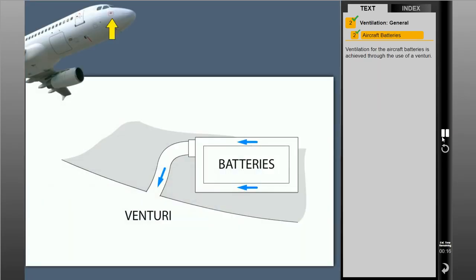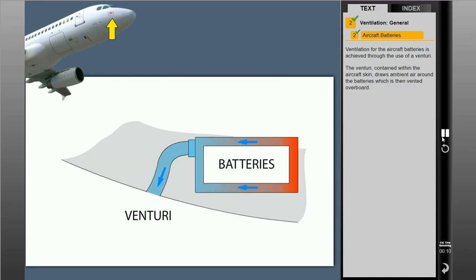Ventilation for the aircraft batteries is achieved through the use of a venturi. The venturi, contained within the aircraft skin, draws ambient air around the batteries, which is then vented overboard. The resulting airflow ventilates the batteries.